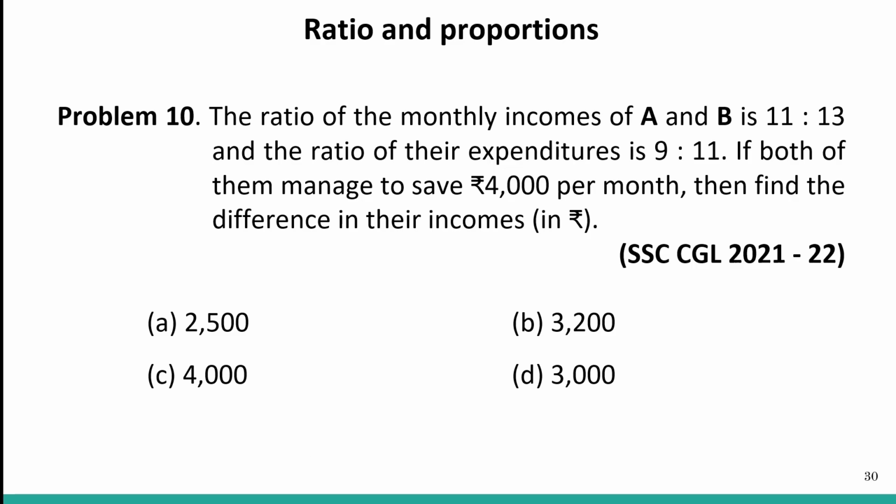The ratio of the monthly income of A and B is 11 is to 13 and the ratio of their expenditure is 9 is to 11. If both of them manage to save 4000 per month, then find the difference in their incomes. Okay, is it 2500, 3200, 4000 or 3000?